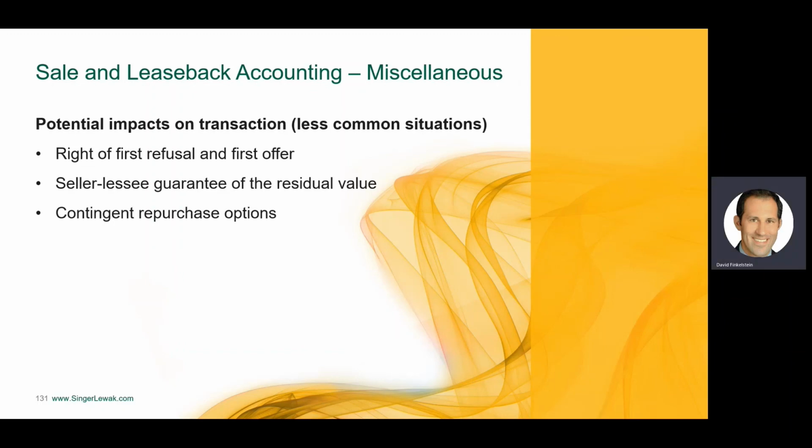There are other items to bring to your attention, certain miscellaneous items that could have potential impacts on the transaction. These are less common situations, but we do want to bring them to your attention because they do have an accounting impact on the overall treatment. So first is if there's a right of refusal and first offer, if the seller lessee guarantees the residual value, and if there's a contingent repurchase option.